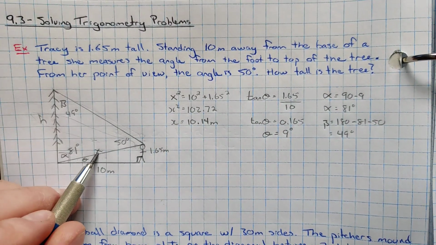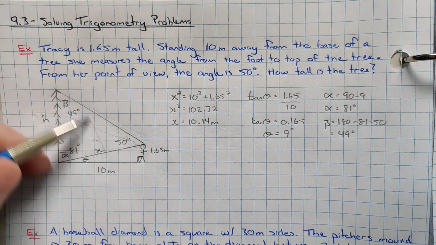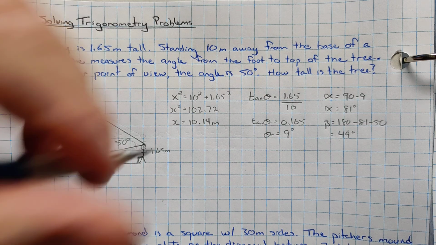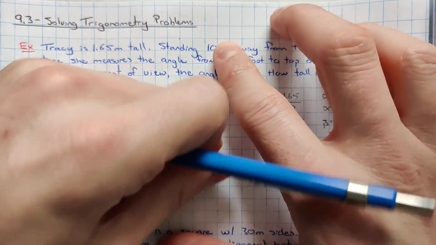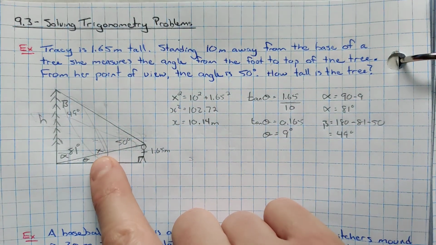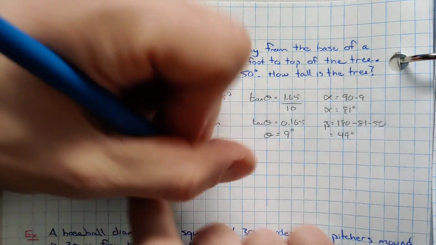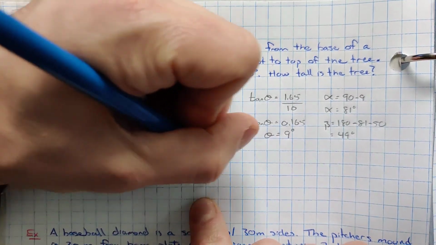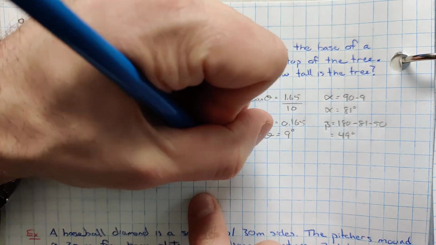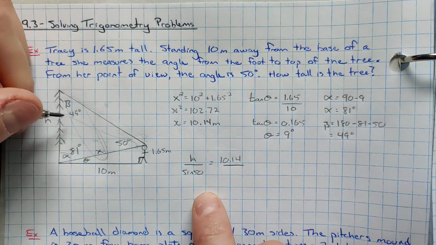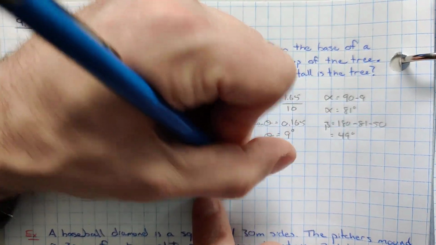We got that as 10.14. We got enough information to use the sine law. We got this pair and that pair. So the sine law is going to give us our side x, or we're looking for h, so let's start with h. h over sine 50 equals our x, which was 10.14, over 49 was the angle, so sine 49.